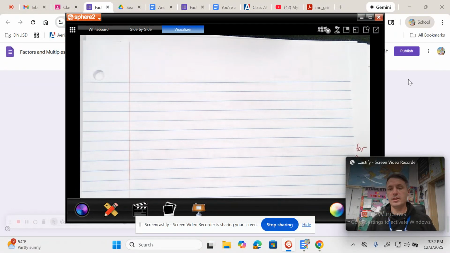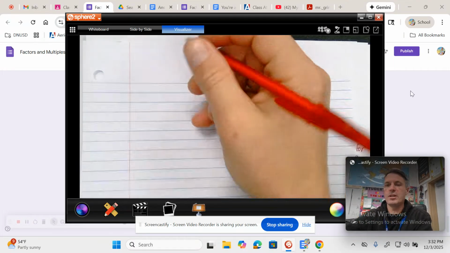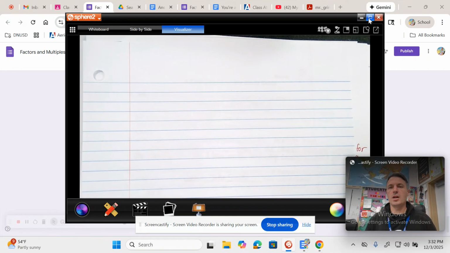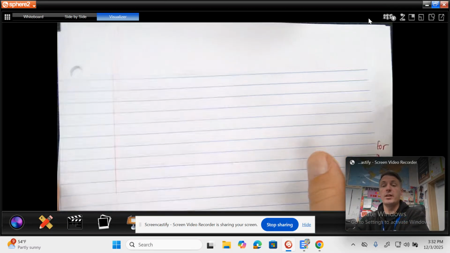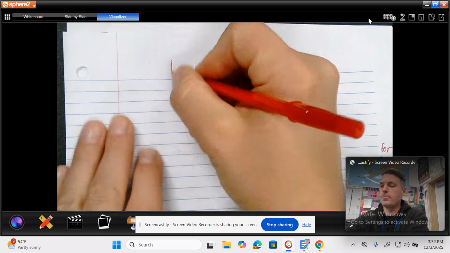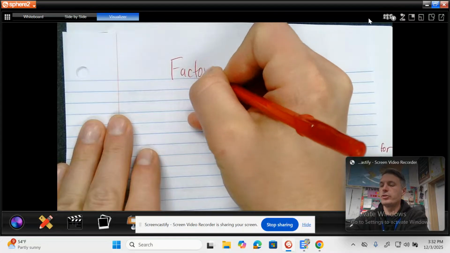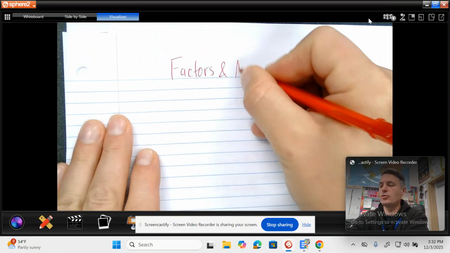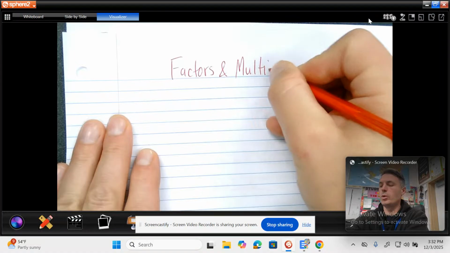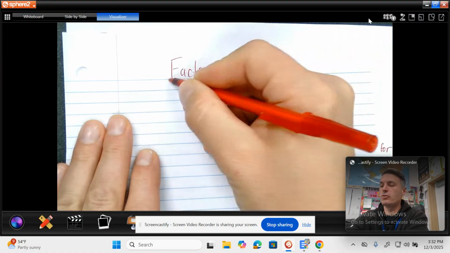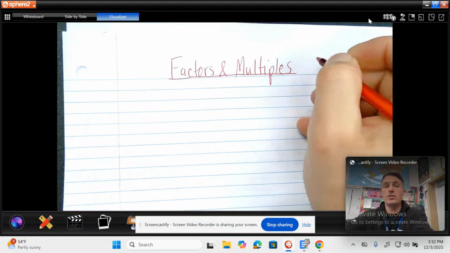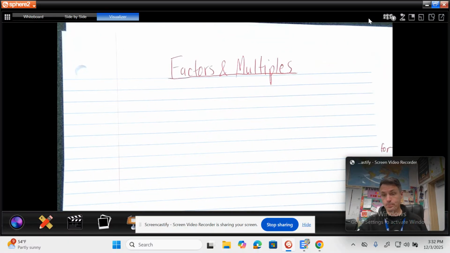Welcome to today's math lesson, which is called Factors and Multiples. Please write that title at the top of the next available page in your math notebook. Factors and multiples. So that's what we're learning about today. What are factors and multiples, and what's the difference between factors and multiples?